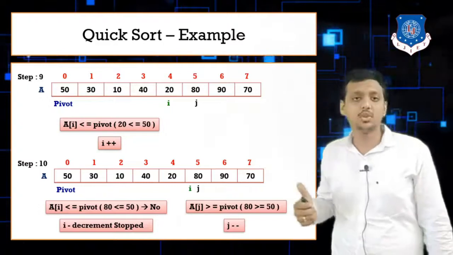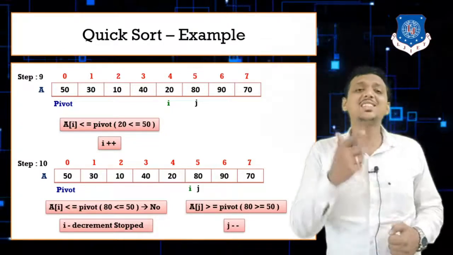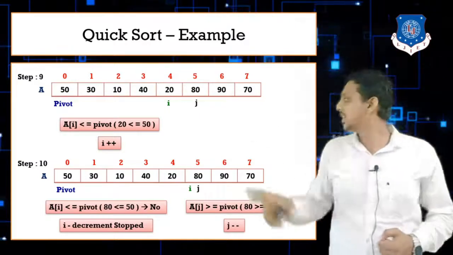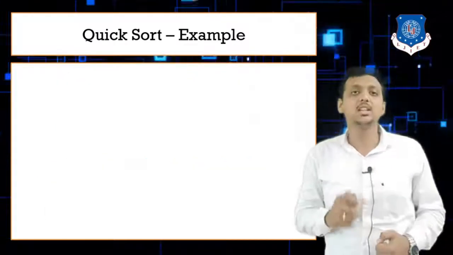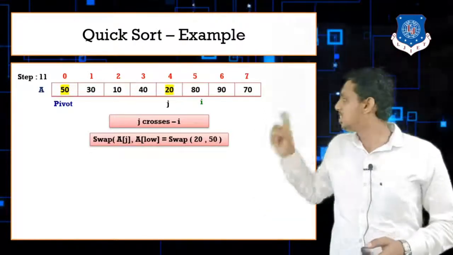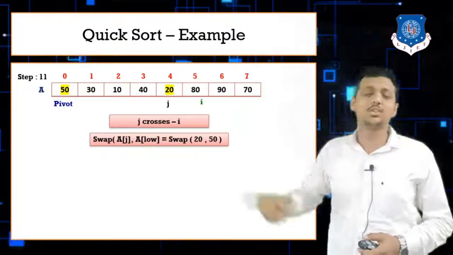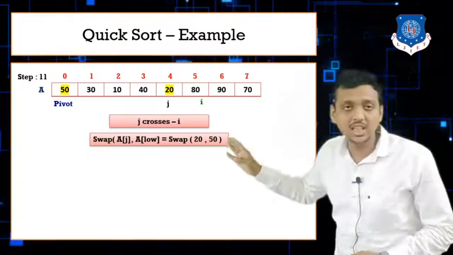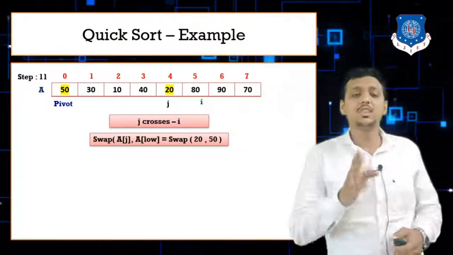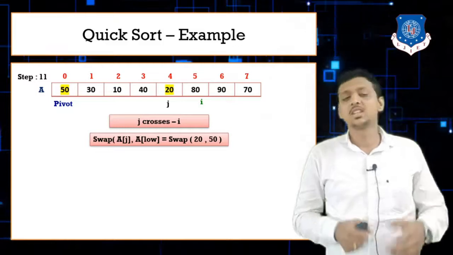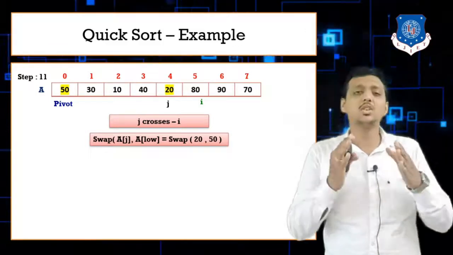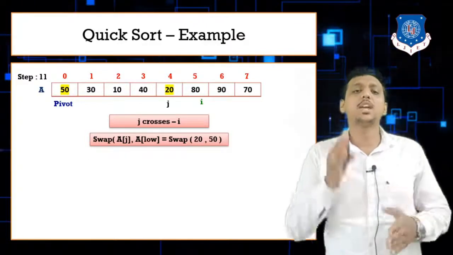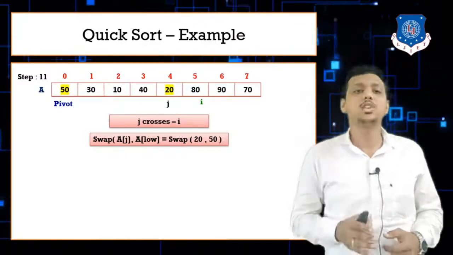Now check for J whether 80 is greater than or equal to 50. Condition is true. So here J is decremented again. Now at this step J crosses I. See, check out the figure. J crosses I. J is at 20, I is at 80. So we can say J crosses I. So as J crosses I, students, you just need to swap A of low and A of J.